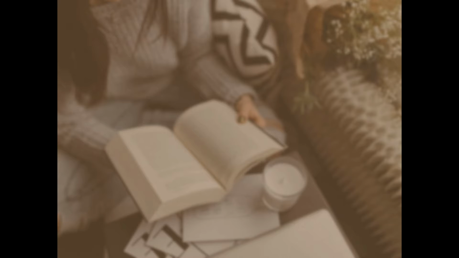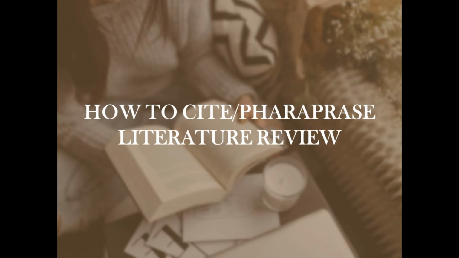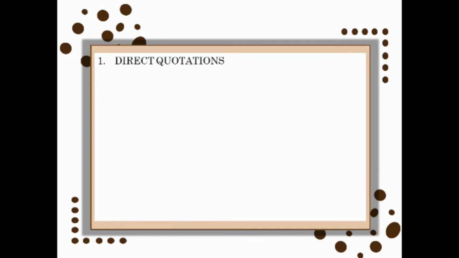Okay, I will explain about how to cite or paraphrase literature review. The first, we can use direct quotations. There are several reasons why we use direct quotations in citing literature review. That is, we want to provide a precise definition, theory, law, certain principle, say something about the author's language or style, provide evidence to support an argument, and so on.